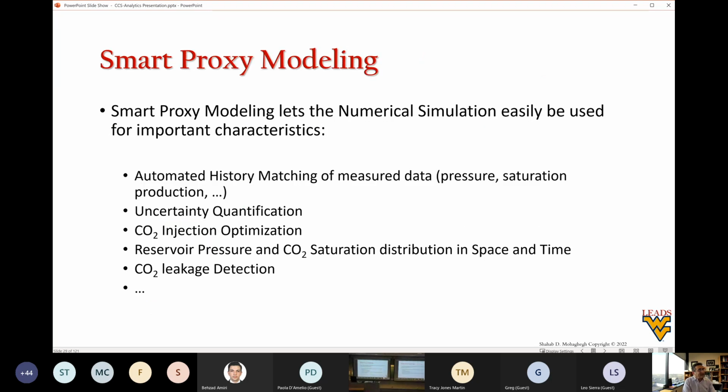So smart proxy modeling lets the numerical simulation easily be used for important characteristics. It does automated history matching of measured data, pressure, saturation, production, uncertainty quantification, CO2 injection optimization, reservoir pressure and CO2 saturation distribution, both in space and time, and CO2 leakage detection.